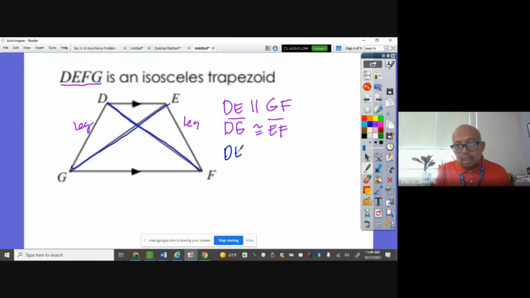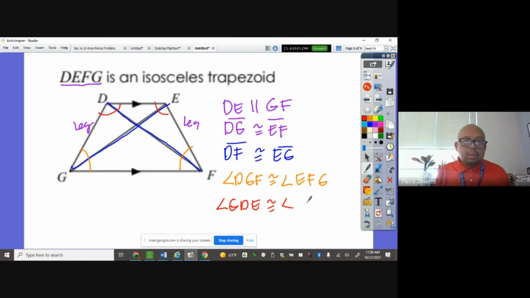So we know that DF is congruent to EG. And likewise, we know that the base angles are congruent. So we know that angle DGF is congruent to angle EFG. Likewise, the other side, this portion here, which is angle GDE, is congruent to FED. They are congruent because those are the base angles.